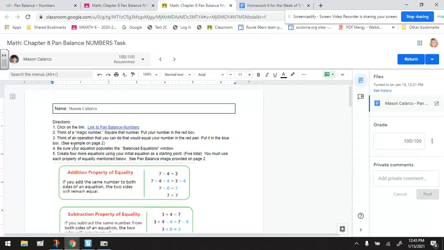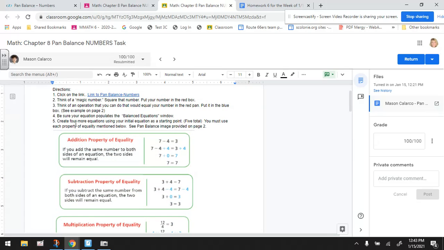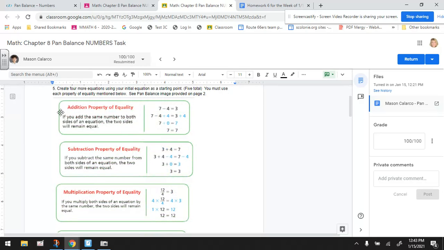All right, so what's the next step? Step 4, be sure your equation populates the balanced equations window. Mine did, so we did that. Step 5, create 4 more equations using your initial equation as the starting point, so we need 5 total. You must use each property of equality mentioned below. So let's look at what's addition property of equality. That's the equality property that states that if you add the same number to both sides of an equation, the 2 sides will remain equal.